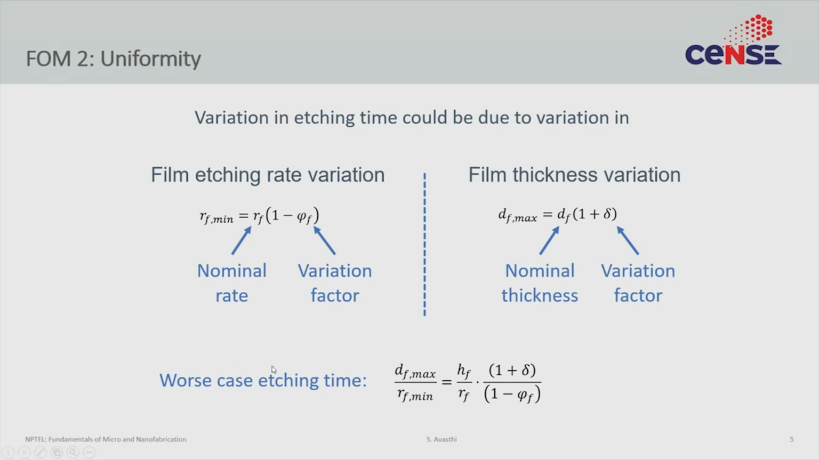This is the time you need to ensure that every area on your wafer has etched to at least the target depth. So that absolute worst case etching time is nothing but DF max, which is the thickest film you can have, divided by RF min, which is the slowest etching rate you can have, which is equal to the nominal etch rate multiplied by (1 minus phi F), where phi F is the variation in the etching rate. And DF max is the nominal thickness multiplied by (1 plus delta), where delta is the variation in the thickness.